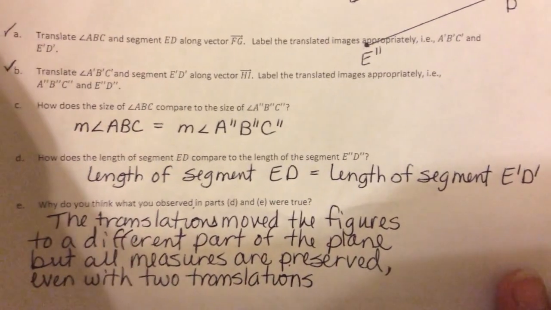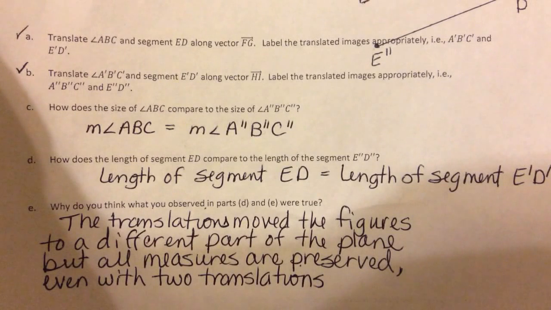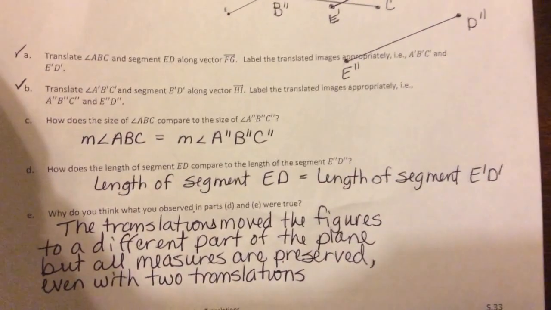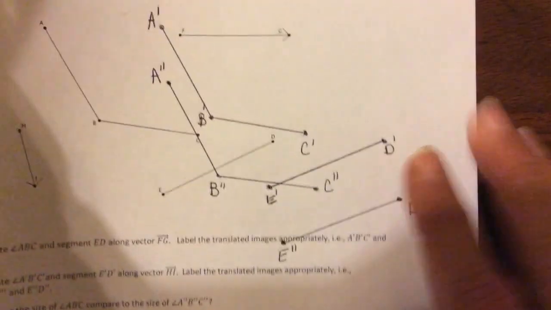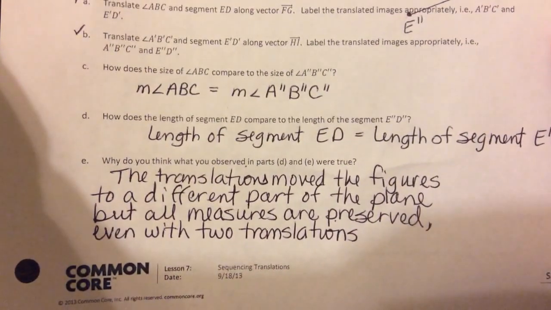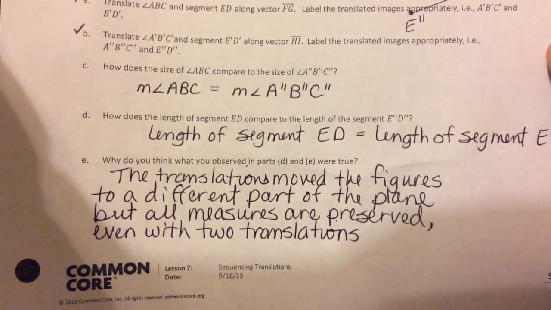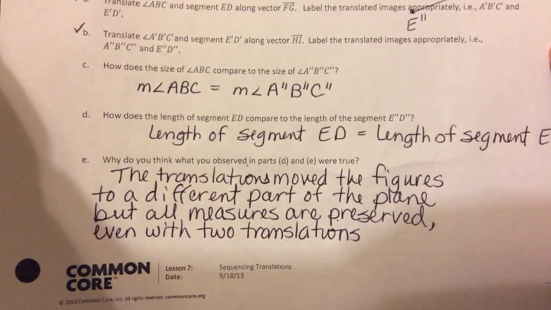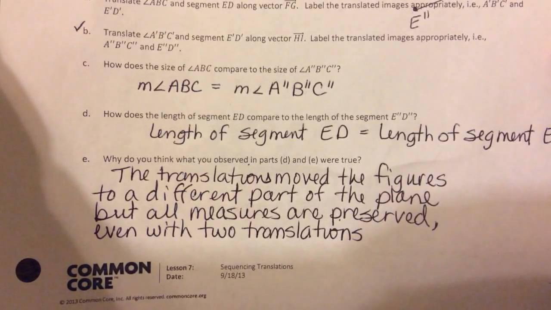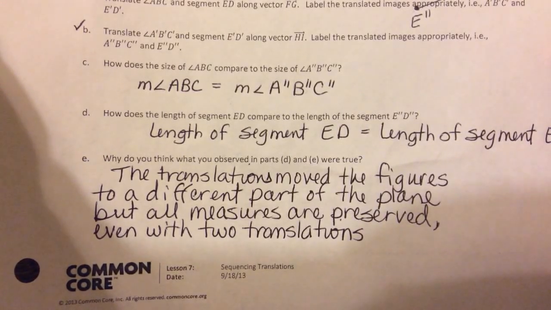Okay, we're going to go over some of these exercises. So we've got exercise 1, and we did the translations of these together. We've got this diagram up here, and we're asked a few questions. And hopefully you saw in C, how does the size of the original angle ABC compare to the size of A double prime, B double prime, C double prime after it was translated twice?